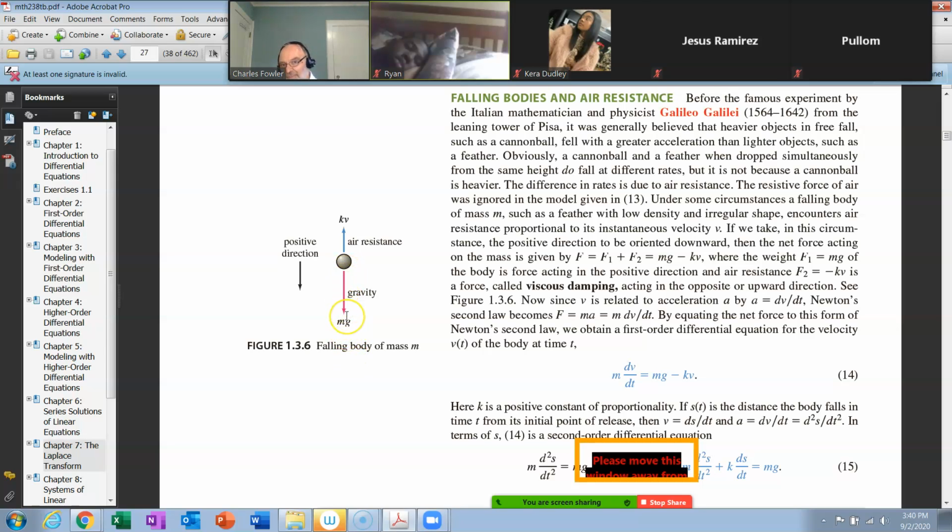The air resistance is small. So gravity has most of the play here. But as this picks up in speed, then the velocity increases, so the air resistance becomes more.